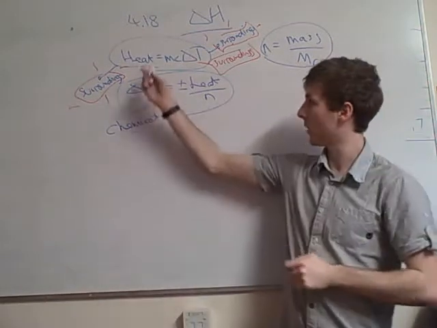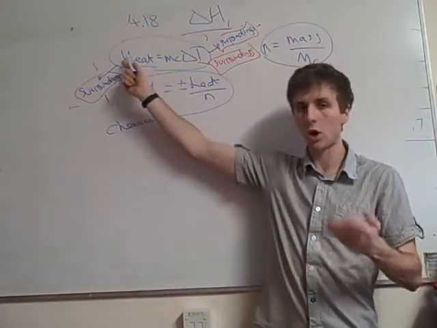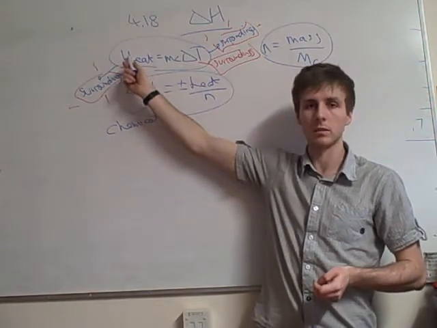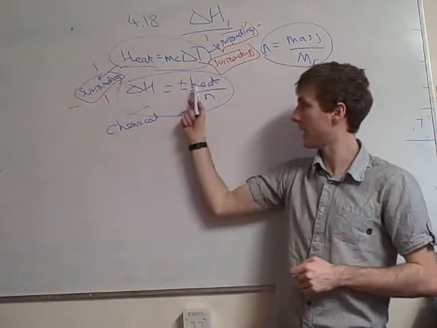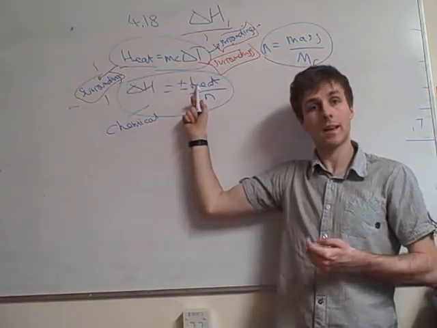So in my first equation, I calculate the heat lost or gained by my surroundings. If I flip the sign of that, I then have the heat lost or gained by my chemicals.